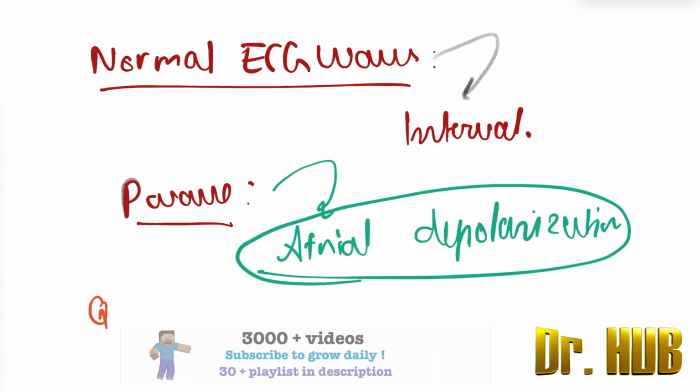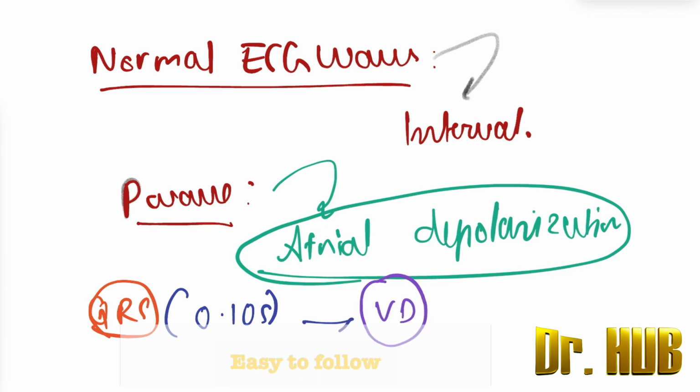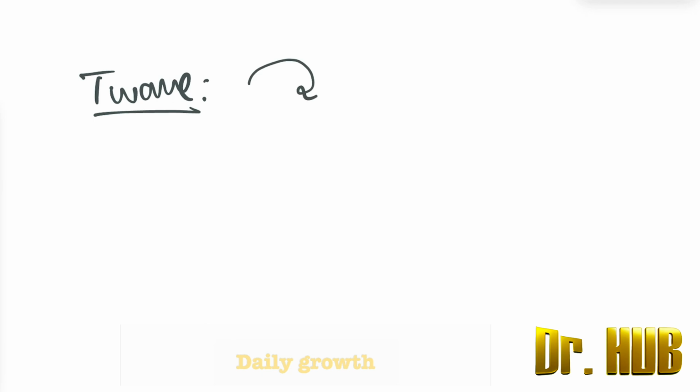Next, we are going to look at the QRS. What does the QRS indicate? The QRS complex is up to about 0.10 seconds, and the QRS stands for ventricular depolarization. So after the atrial depolarization comes ventricular depolarization, and next we look at the ventricular repolarization. This T wave stands for the ventricular repolarization.